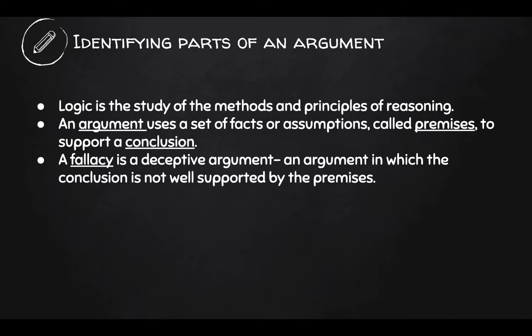So it's going to be really important for you when we look at arguments to be able to break those 2 pieces down and say, okay, this part of the argument is the premise and this part of the argument is the conclusion. And then once we're able to do that, we can talk about how people use those premises to falsely support a conclusion. And those are called fallacies. They're deceptive arguments or arguments where the conclusion's not well supported.